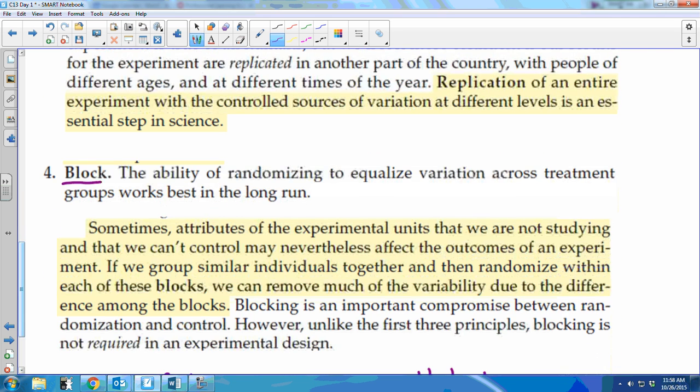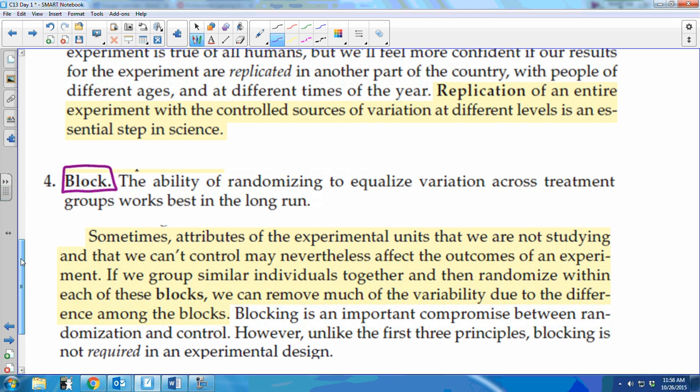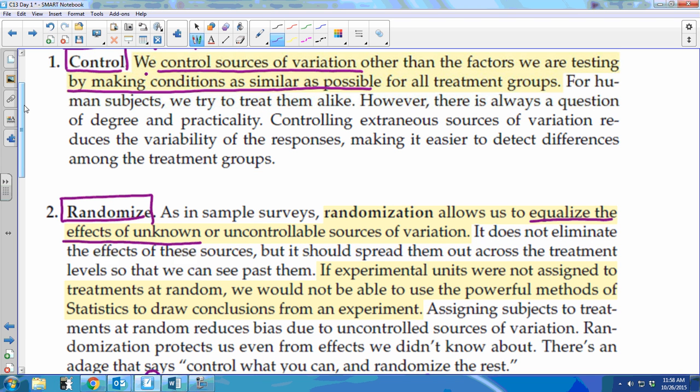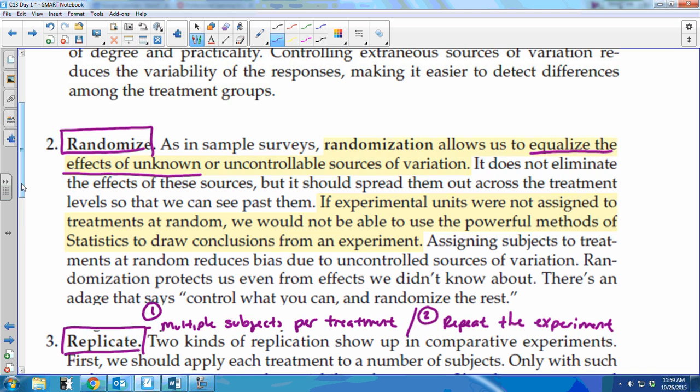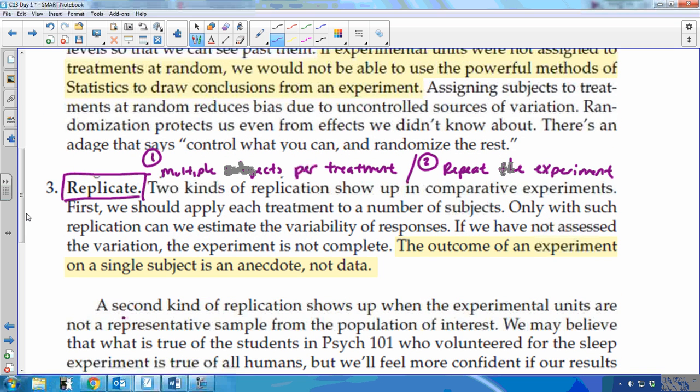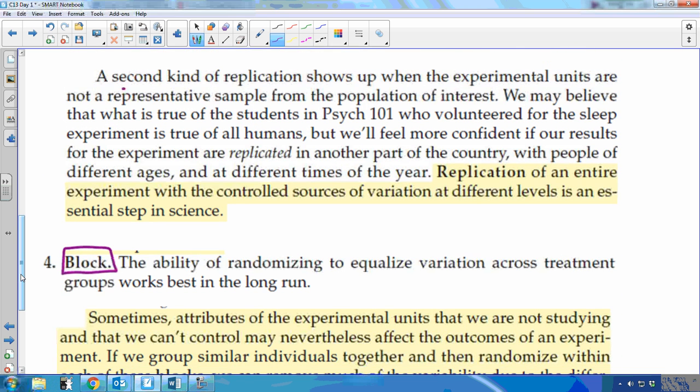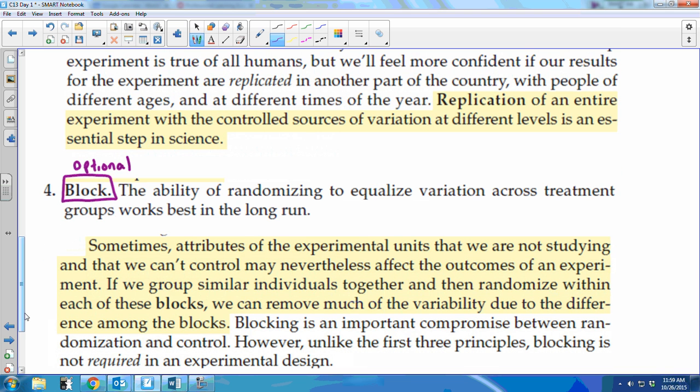And the last thing is blocking. Now the first 3 things you need to have, right? Like these are not optional. You have to control sources of variation by making all the groups have similar conditions, all right? You have to randomize to reduce variation. You have to replicate the experiment or you won't have enough data, and what if something happens to that one person in your group, then you don't know what happened in that group anymore, right? So you have to have replication. Blocking is the only thing that's optional out of these 4 things. So sometimes there's attributes that we are not studying that we can't control and may affect the outcomes of an experiment.